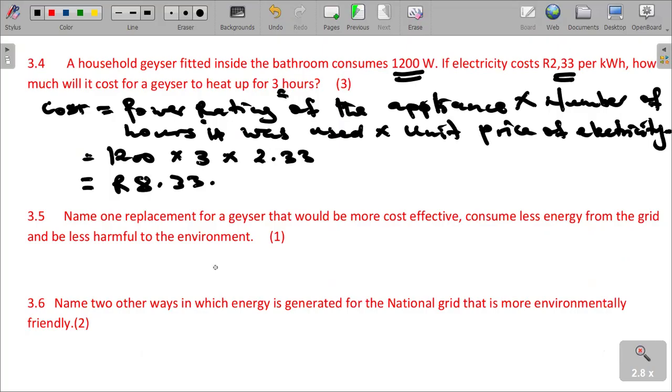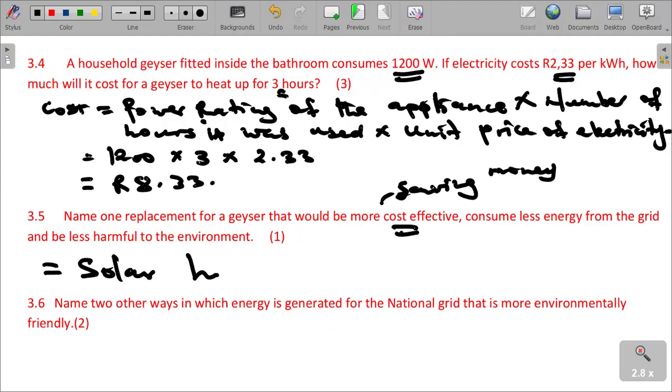The next question, number 5, is saying: name one replacement of a geyser that would be more cost effective, consume less energy from the grid, and be less harmful to the environment. Cost effective means it is saving money. So what can that be? I think I've already mentioned it can be solar heating.